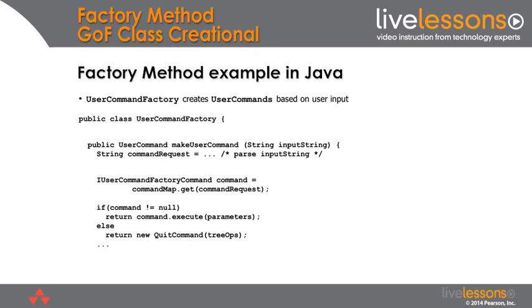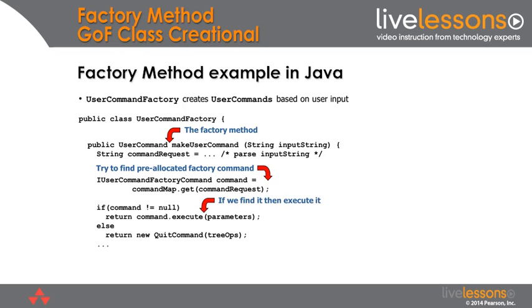Here then is the actual make user command factory method itself. As you can see, it takes the input string and parses it to figure out what the request is. Then it uses that command request to look up in the command map to see if it can find the corresponding pre-allocated command object. And if it finds it, it executes that command, which then returns the appropriate command. So we have commands creating commands. Kind of an interesting example of a double application of a pattern. If we don't find what we're looking for, we clearly were given an unsupported request by the user, so we just quit.